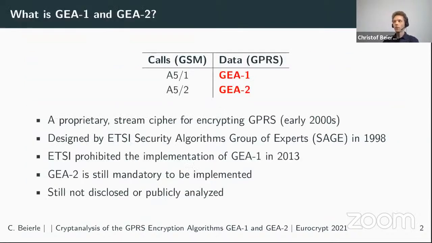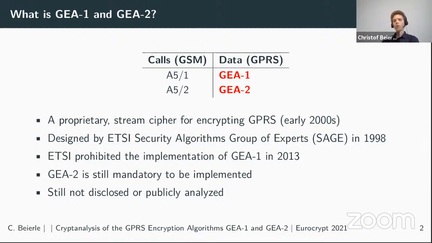This talk is about the stream ciphers GEA1 and GEA2. Those are proprietary stream ciphers for encrypting the GPRS traffic in the early 2000s. Compared to the A5 algorithms, which were used for voice encryption, these algorithms were used for the data encryption in the 2G standard. They were designed by ETSI, the European Specification Organization, in 1998.